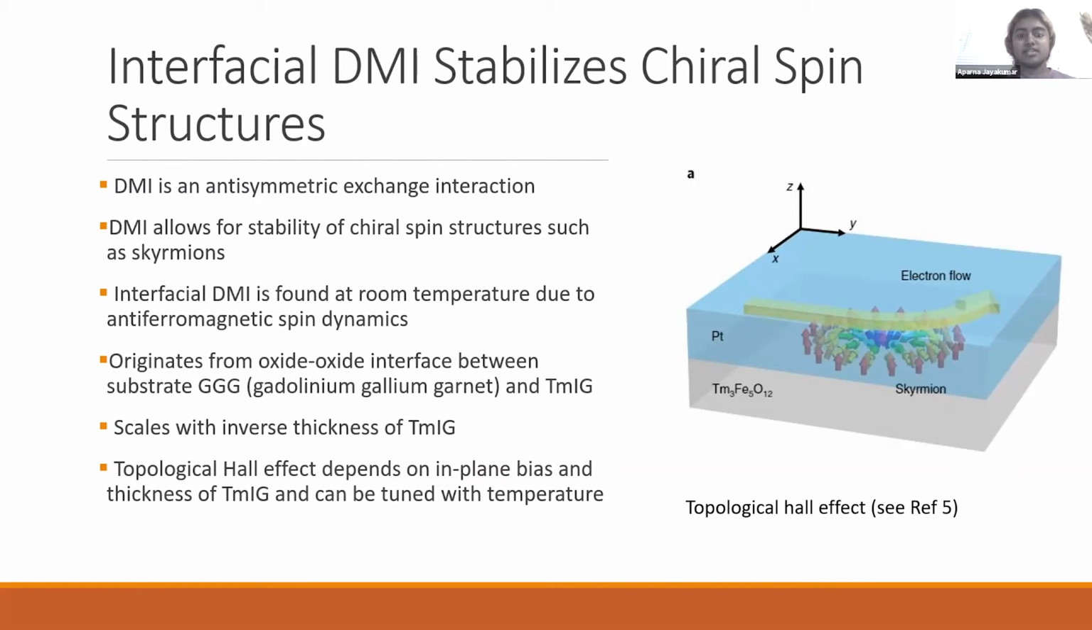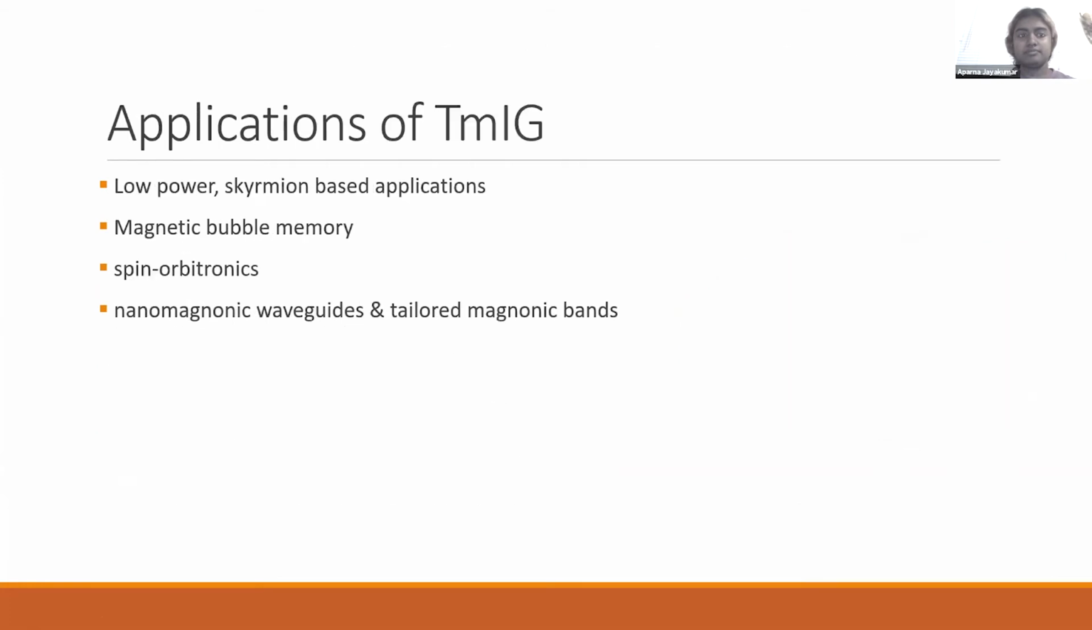DMI scales with inverse thickness of TmIG, which means it's not dependent on the Pt bilayer, but is dependent solely on TmIG. There's another effect known as the topological Hall effect, which is where an electron spin basically follows the skyrmion, as you can see in the image on the slide. The topological Hall effect depends on in-plane bias and the thickness of TmIG, and it can also be tuned with temperature.